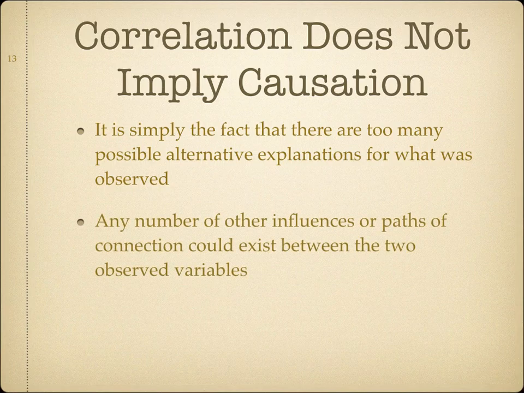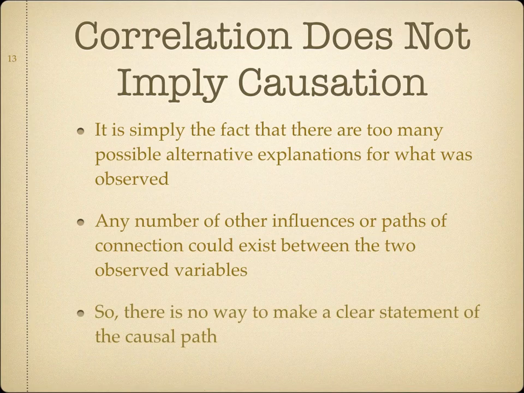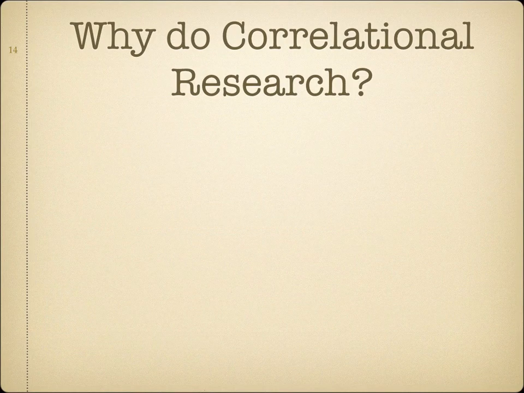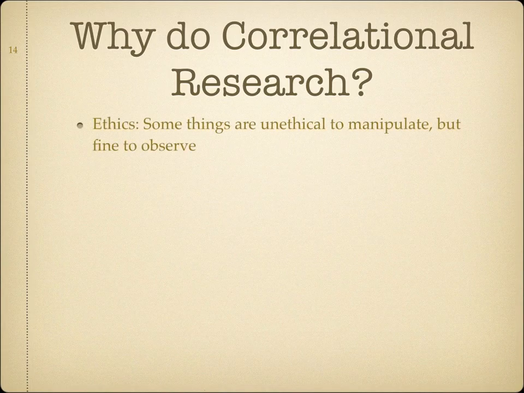These other influences or paths of connection could exist between the variables, so we can't make a clear statement of a causal path. The reason that we have experimental methods is to eliminate these alternative explanations. So why do causal research if we can't get to our ultimate goal of some kind of causal statement about the relationship between variables? Well, ethics is one of the things, as we've mentioned. It's sometimes unethical to manipulate some things.